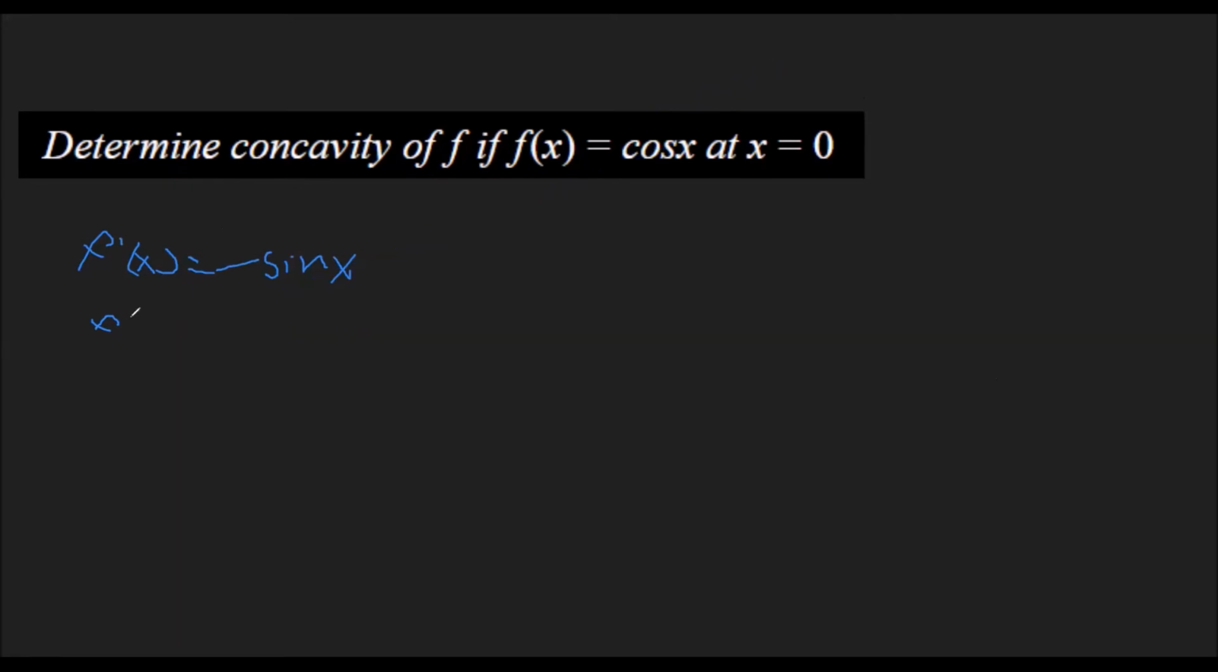Sorry, we plug in 0 for x, for f prime of x, and we end up with 0, which means that this is a critical point. So we can take the double derivative of x, and we can see that it's equal to negative cosine of x. And we can plug in our x value once more, this time for the double derivative of f of x, and we end up with -1. So what does this mean? This means that we have a relative maximum, which means that the concavity is pointing downwards, which means f of 0 is concave down.